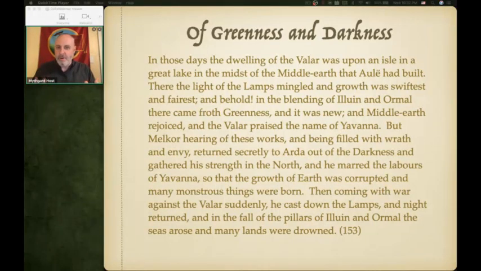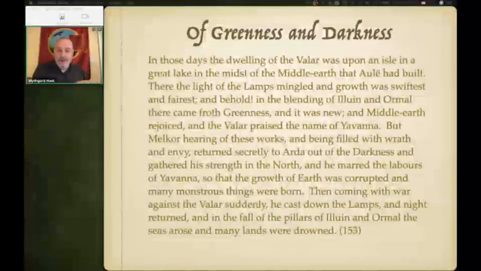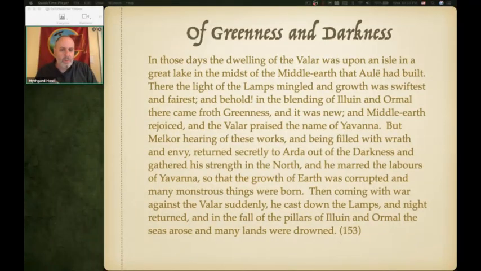This is a thing brought forth by Yavanna's part of the song. I don't know how many measures of solo Yavanna gets here, but it's kind of like that. Everybody else dies down, and Yavanna plays a solo in the music for a little bit, and everyone is like, this is awesome, seeing the awesomeness of what Yavanna has done and hearing everybody else praise her. But Melkor, hearing of these works and being filled with wrath and envy, returned secretly to Arda out of the darkness and gathered his strength in the north.